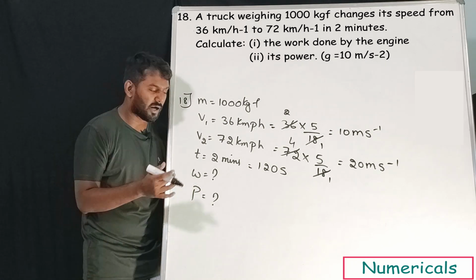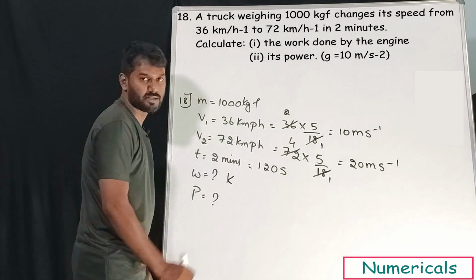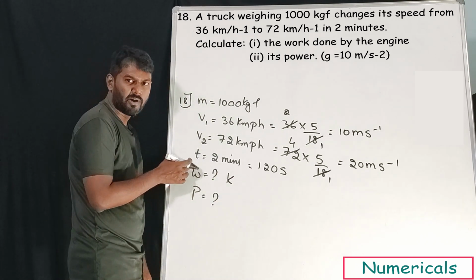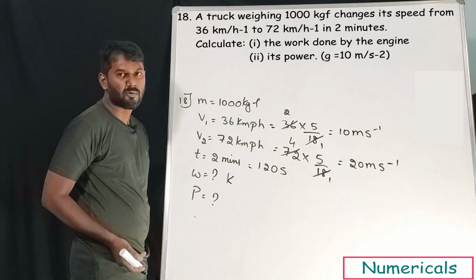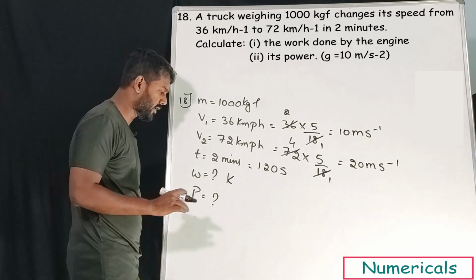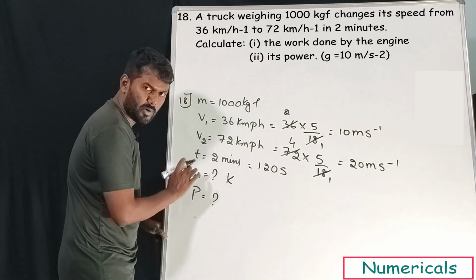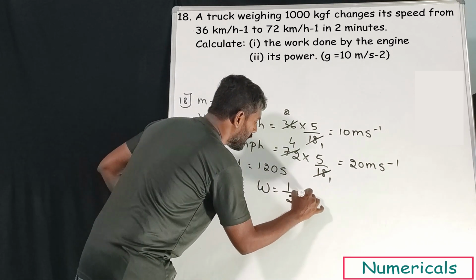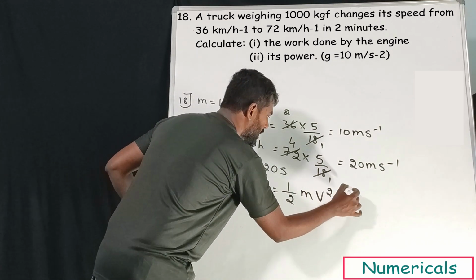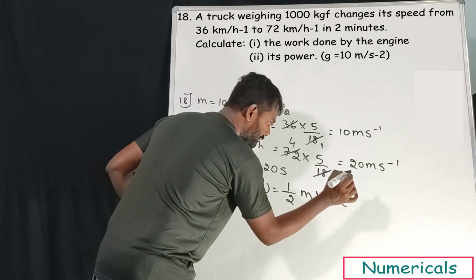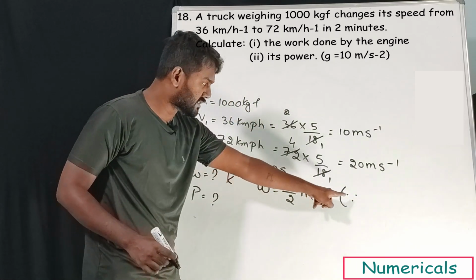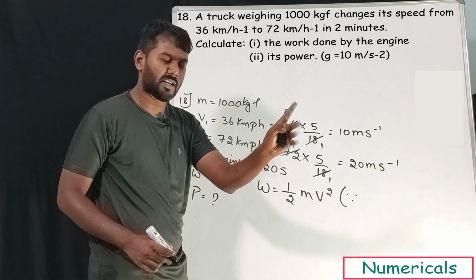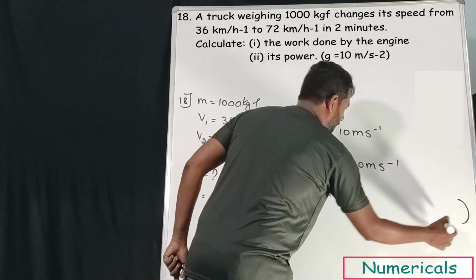So work done is nothing but kinetic energy. If we know kinetic energy, that is nothing but work done. Once we find the work done, we can easily find power. I'll teach you the formula, don't worry. I told you work done is nothing but the kinetic energy. So work done is equal to half mv square. Since work done is equal to kinetic energy, you can write it in the bracket.